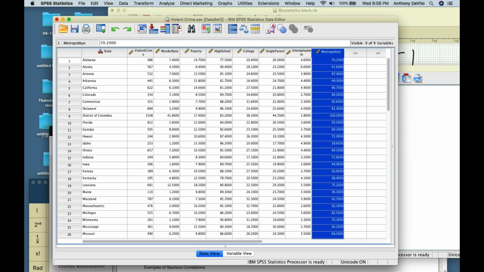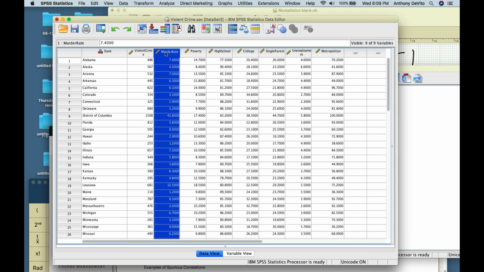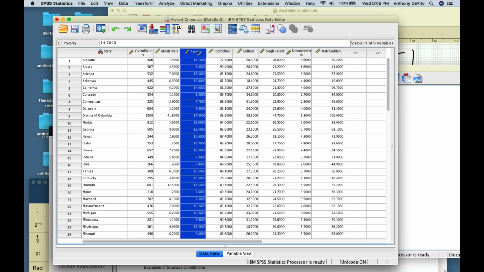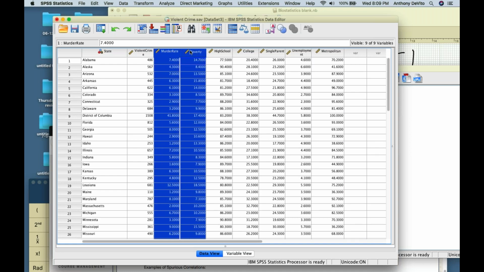Okay, so let's see if we might find two of these variables where we might think there might be an association. Where might there be an association here? How about the relationship between the murder rate and poverty? Let's look for an association between the murder rate and poverty in each of these 50 states. What's the first place I might go? What's the first thing I might do to examine it to see if there's a correlation, an association, and if it's linear?